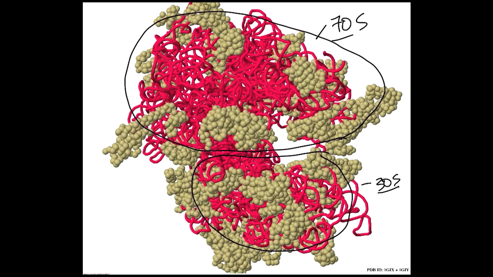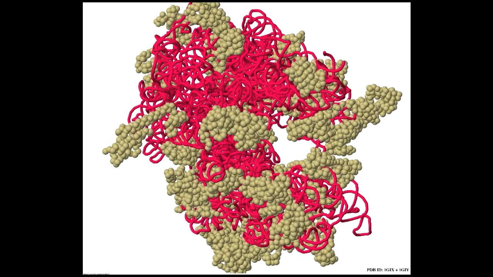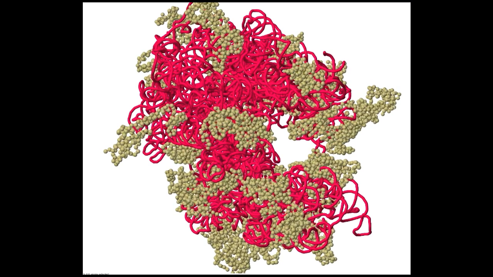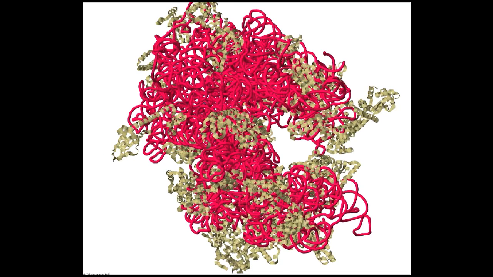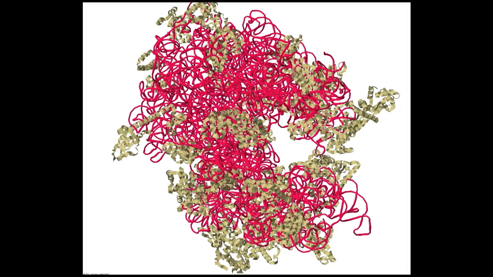So let's look at those now in a little more detail. Here we're rendering the RNAs starting out in red and the proteins in tan. And we're now going to render the protein components and the RNA components some slightly different colors so that you can resolve them.